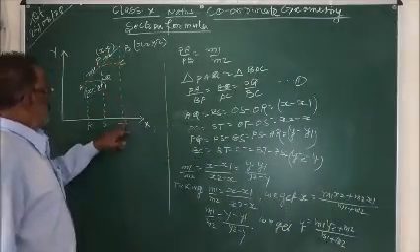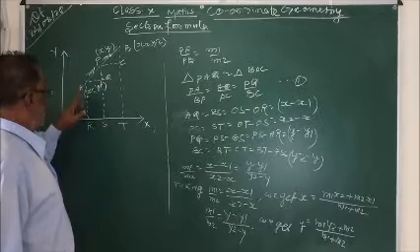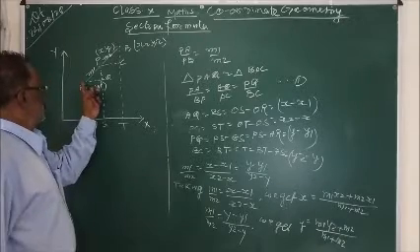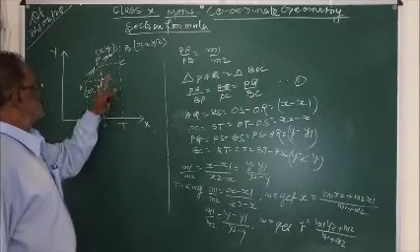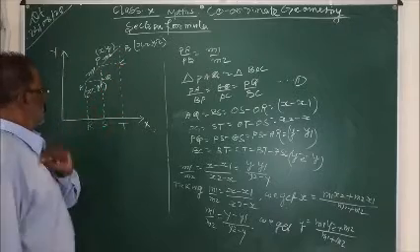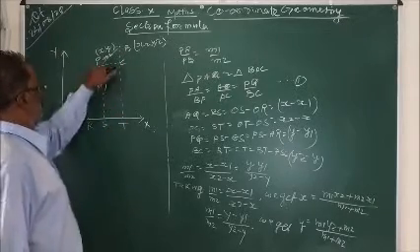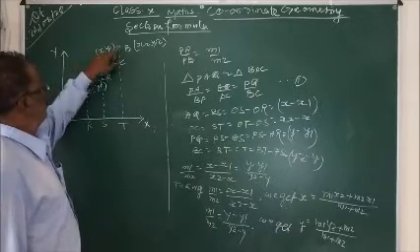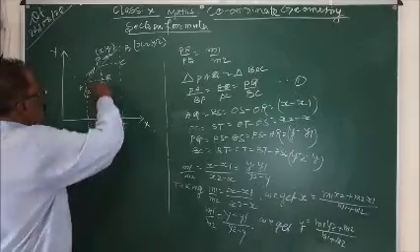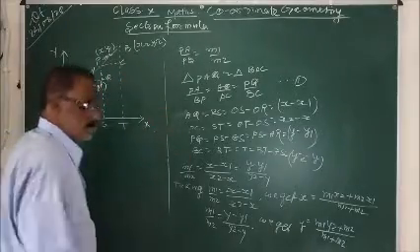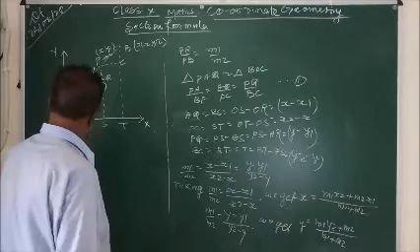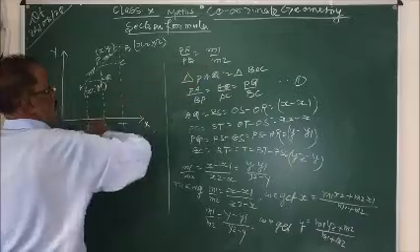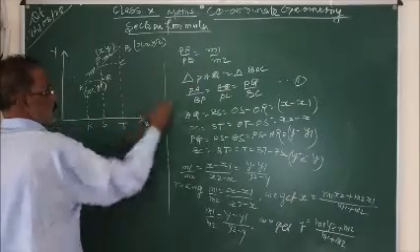Now we have drawn BT, PS and AR perpendicular on the x-axis. Now we have drawn AQ perpendicular on PS and PC perpendicular on BT. We are getting these two triangles, PAQ and PBC. Now these two triangles are similar. How can you say these two are similar?